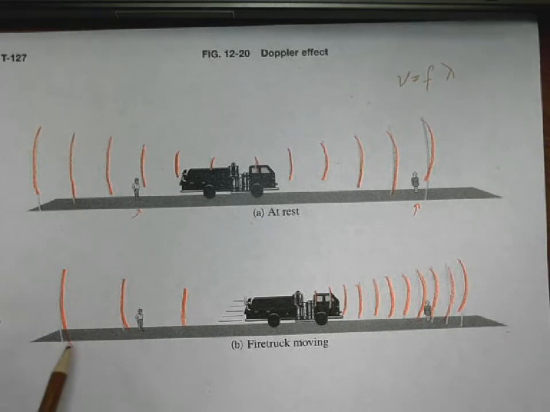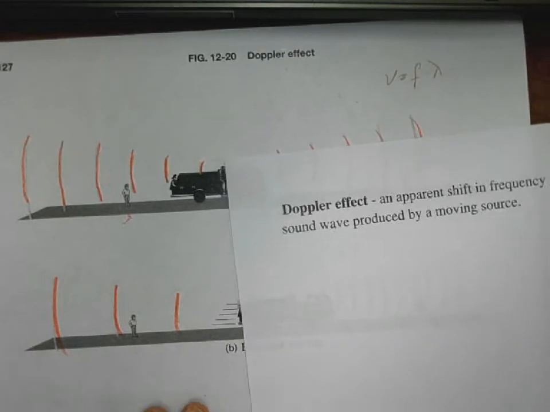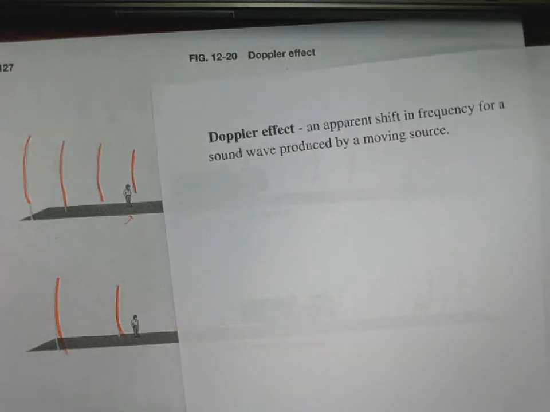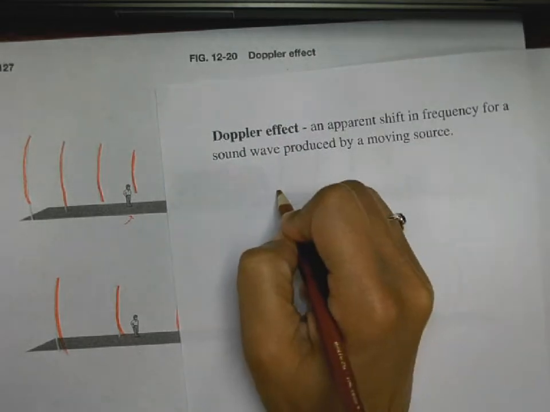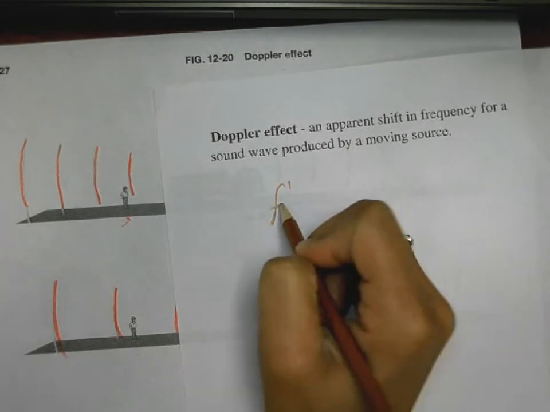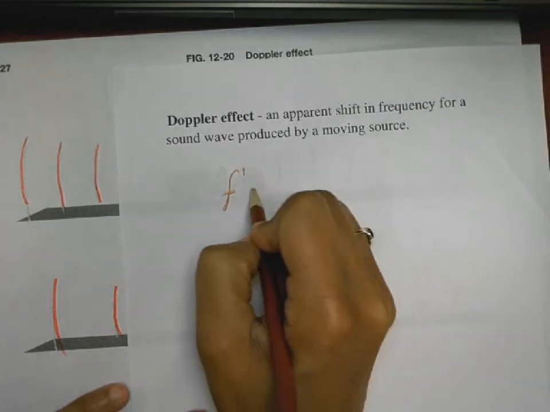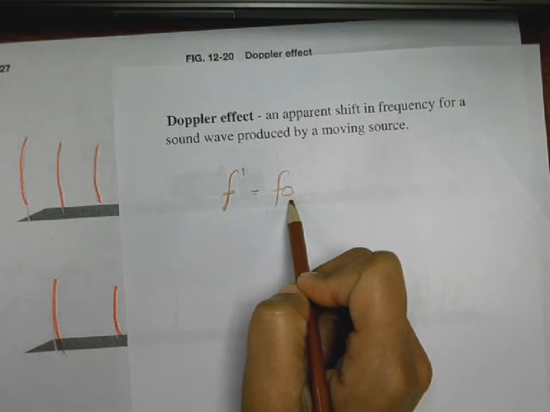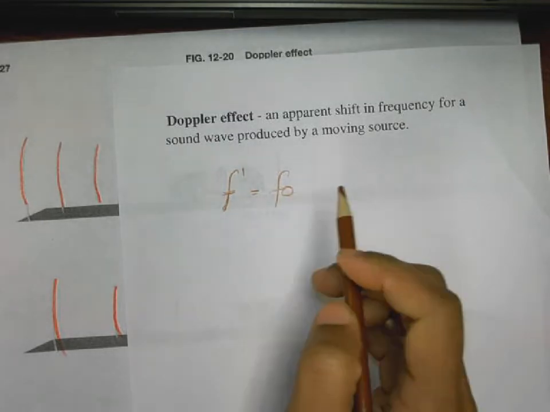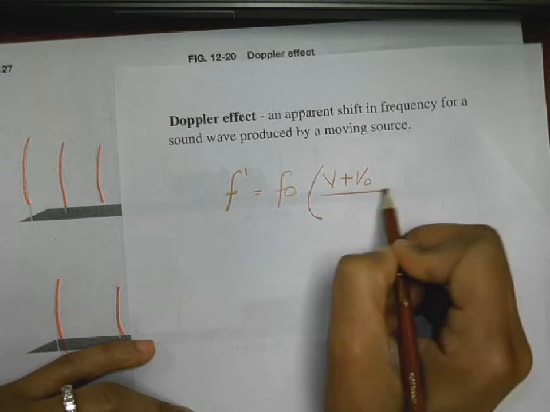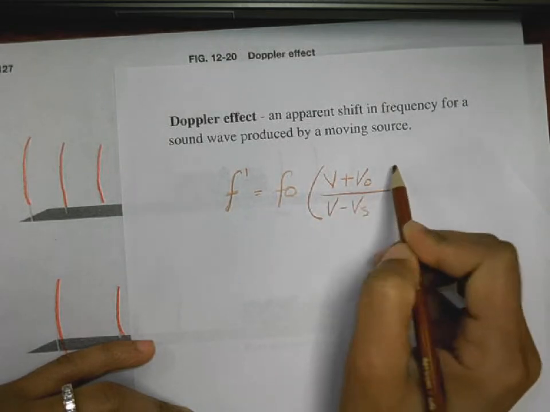Alright, so for Doppler effect, you'll find a couple of different formulas online or in a textbook, but I like one, and then I have some sign conventions that you use. So the equation is F prime, which stands for the frequency that you hear, equals F O, the frequency that's emitted, the true frequency put out by the truck or the horn or the siren or whatever is making the sound, times (V plus V O) over (V minus V S).